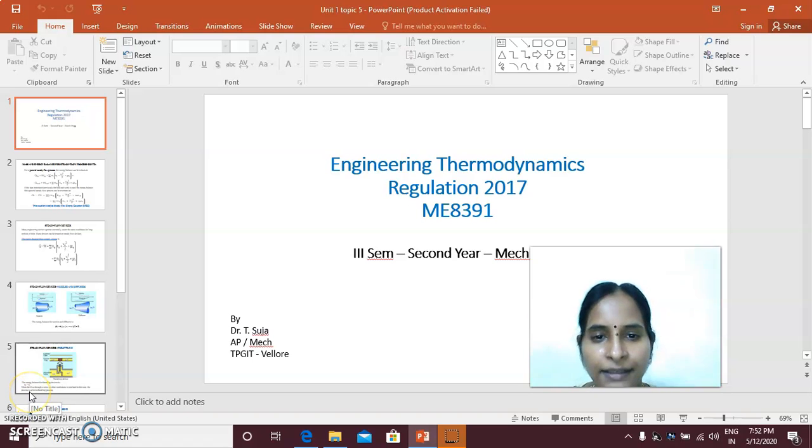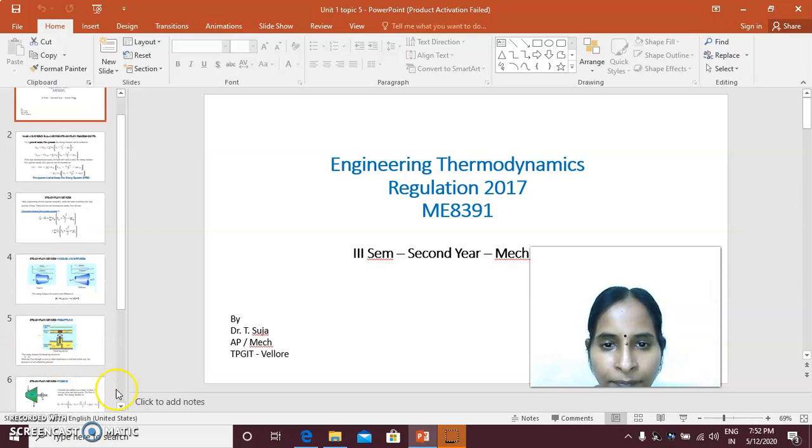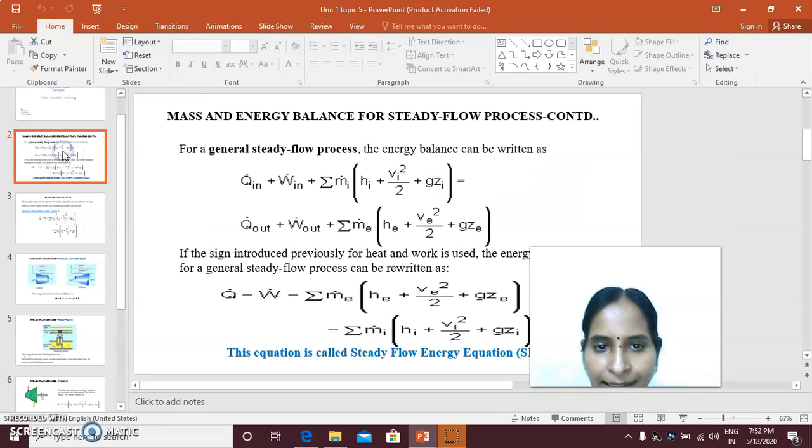My dear students and learners, as a continuation of my last video, now we will apply the steady flow energy equation for various engineering steady flow devices. As we have already discussed, we have derived the steady flow energy equation by mass balance as well as energy balance for the control volume, which is surrounded by the control surface where our attention is given.